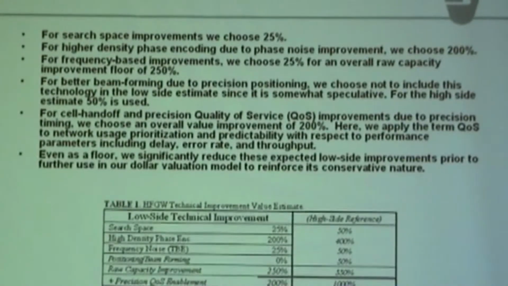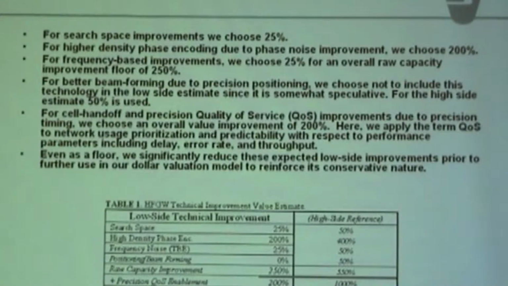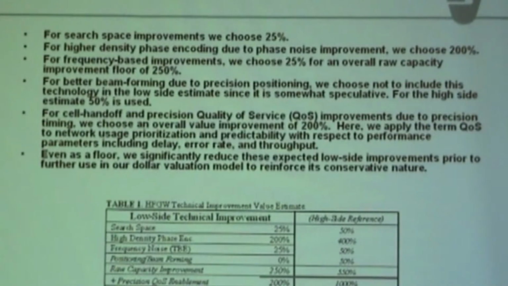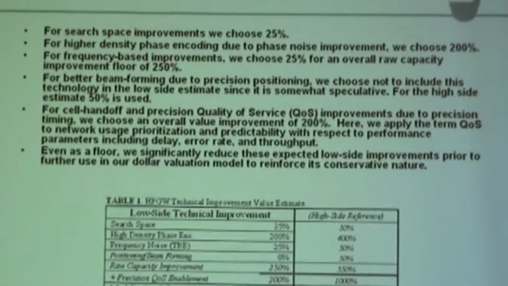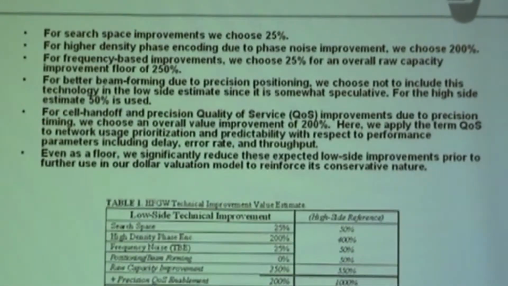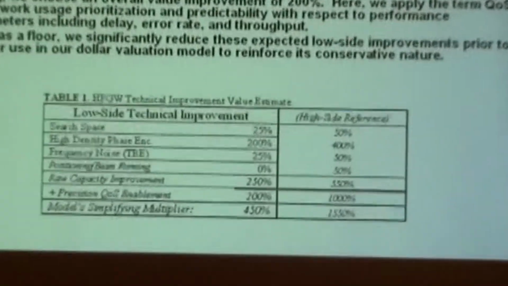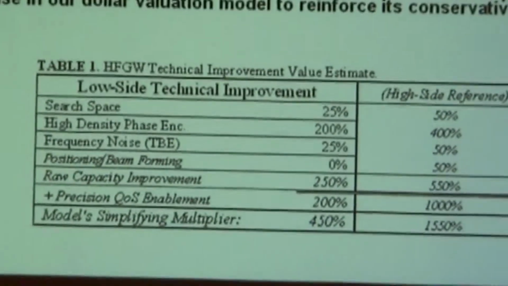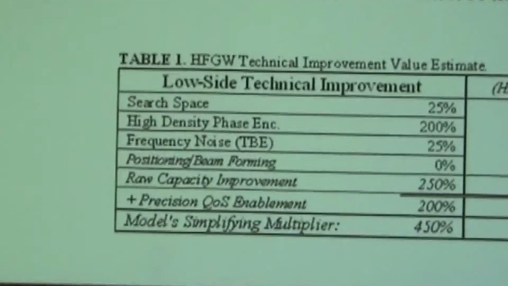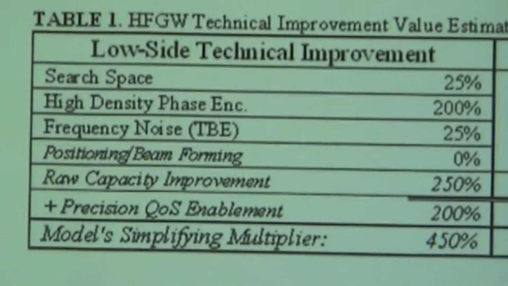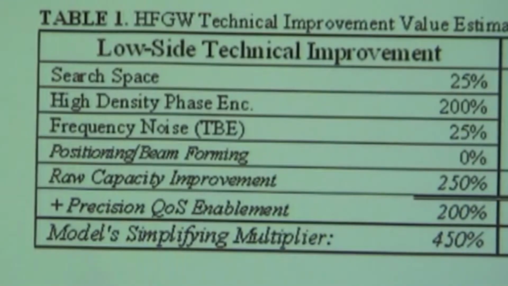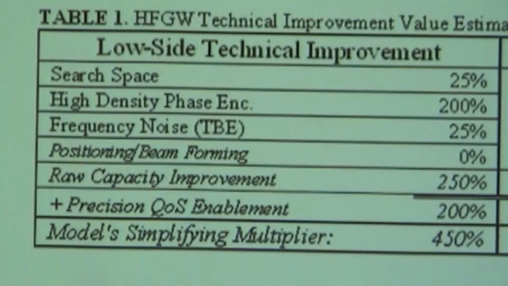accounts for the time value of money at a conservative rate of 10%. Even more conservative is our approach to use low-side technical and financial assumptions throughout in order to establish a basement for our value estimation. For service-based improvements, we choose 25%. For higher density phase encoding due to phase noise improvement, we choose 200%. For frequency-based improvements, we choose 25% for an overall raw capacity improvement floor of 250%.